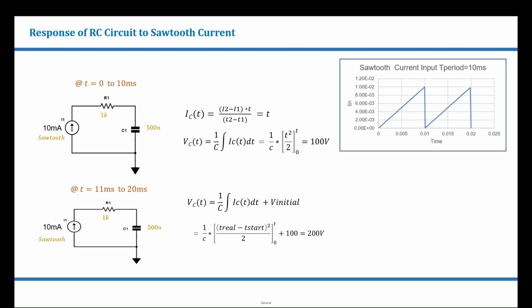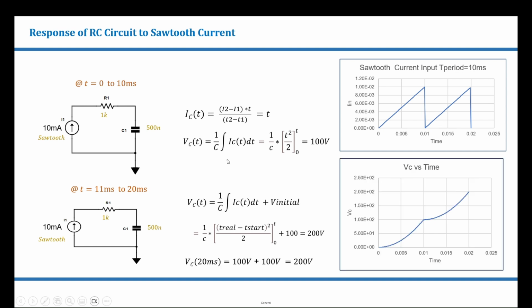Since it is a sawtooth current waveform, if we consider a waveform with time period 10 milliseconds, within 10 milliseconds the input current keeps changing. And the voltage across the capacitor at 20 milliseconds can be calculated as 1 by C into T real squared, where T real will be 20 milliseconds minus T start of 10 milliseconds, divided by 2. On substituting the values, we get 100 plus 100 volts, which is equal to 200 volts.